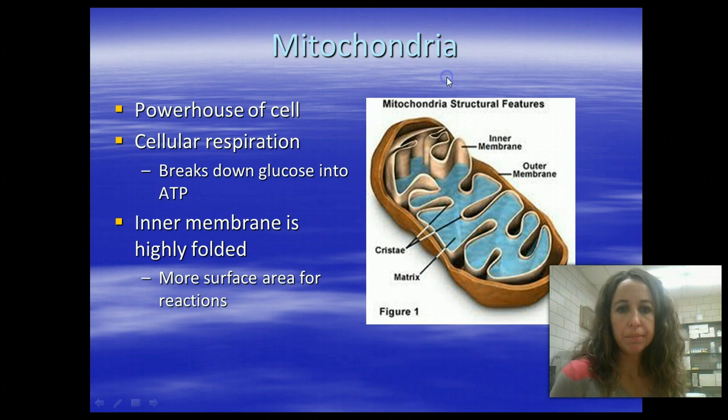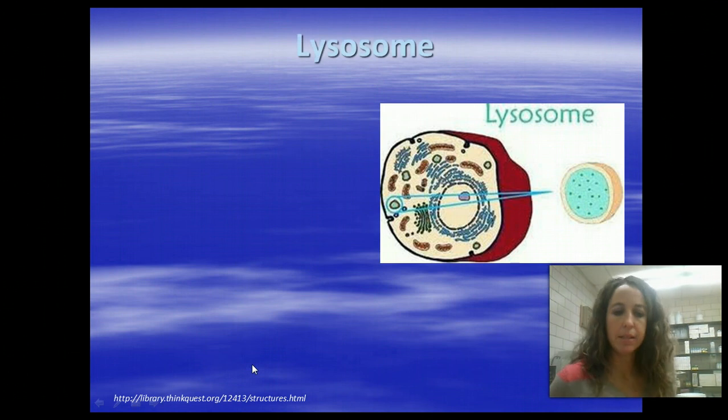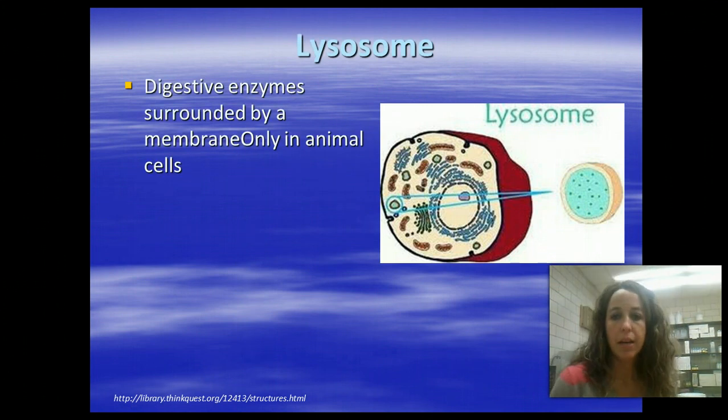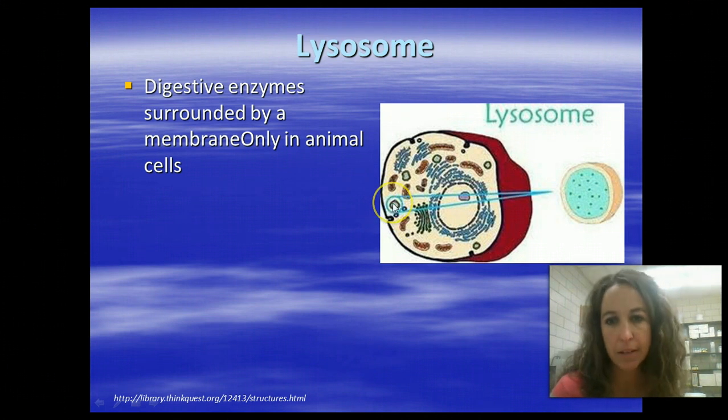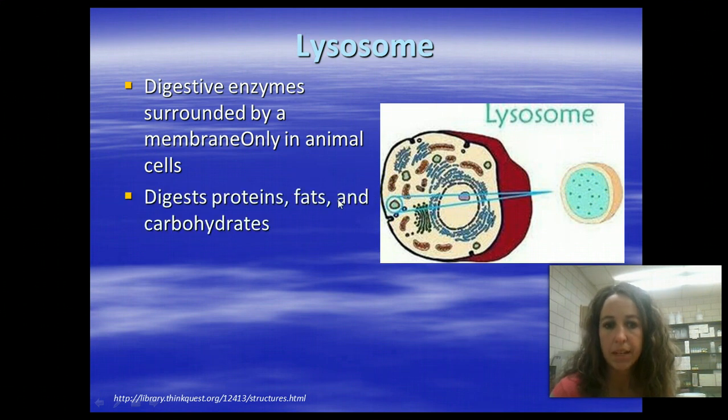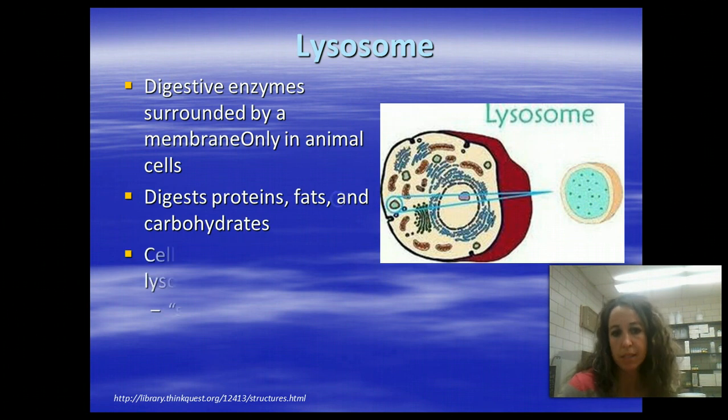The next structure that we're going to talk about is the lysosome. The lysosome is found in animals only. And it has a bunch of digestive enzymes surrounded by a membrane. So you can see it's kind of a small structure in relation to a lot of the other things. And inside of those, all those little dots are digestive enzymes. And so its function is digestion of proteins, fats, and carbohydrates.